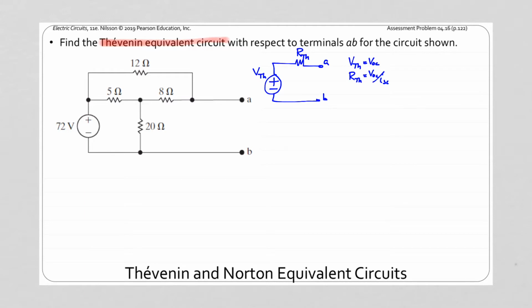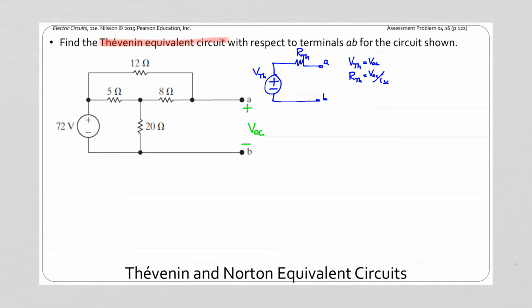We should end up with an equivalent circuit that looks like this. A Thévenin equivalent circuit is a voltage source in series with a resistor, where the Thévenin voltage is the open circuit voltage and the Thévenin resistance is the ratio of the open circuit voltage to the short circuit current. So our first step will be to find the open circuit voltage.